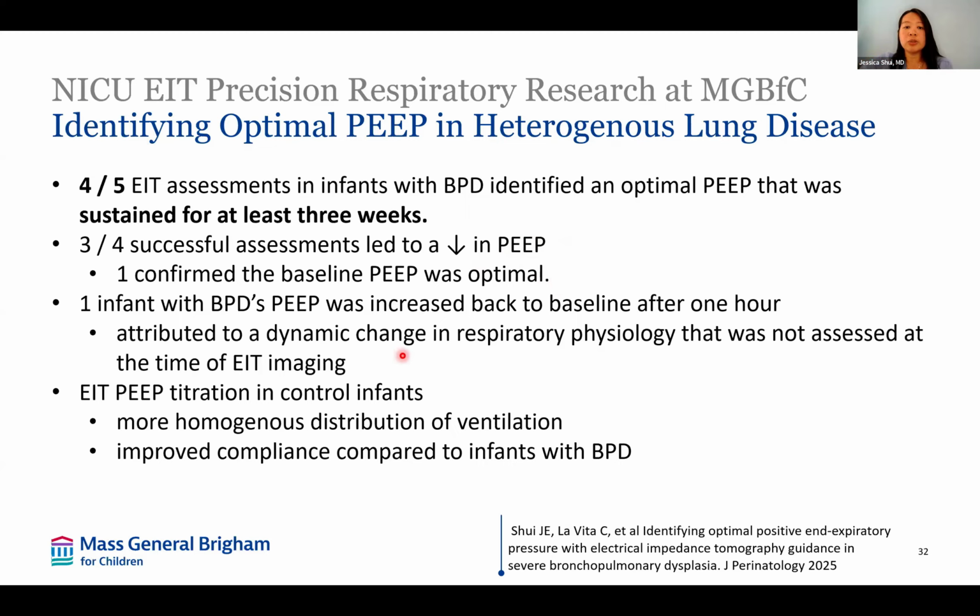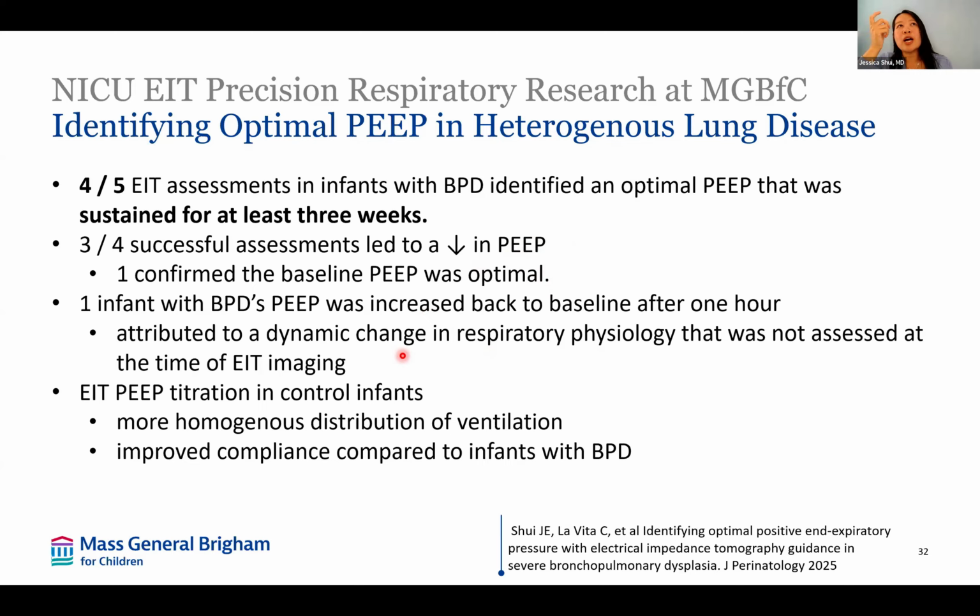For the patient who failed the PEEP titration and went back to baseline after 1 hour, we attributed this to how dynamic respiratory lung physiology is, because at the time we were doing the assessment, it was between feeds.